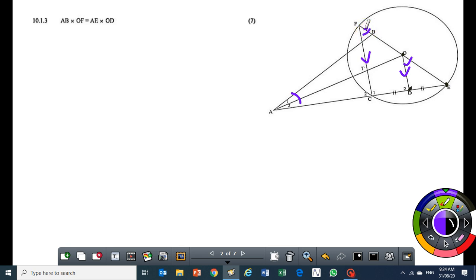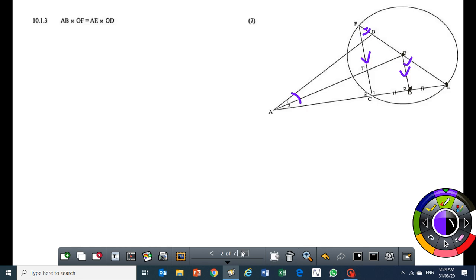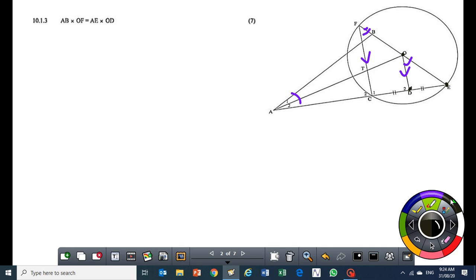Okay? Also, in the question, it's given that AFBC is a cyclic quad. Okay? It's given that AFBC is a cyclic quad. So, if that's a cyclic quad, AFBC, it means that angle A and angle F are what? Are equal because they are angles in the same segment. Okay. So, the first thing, I'll write it this way. Angle DOE is equal to angle F, because they are corresponding angles.